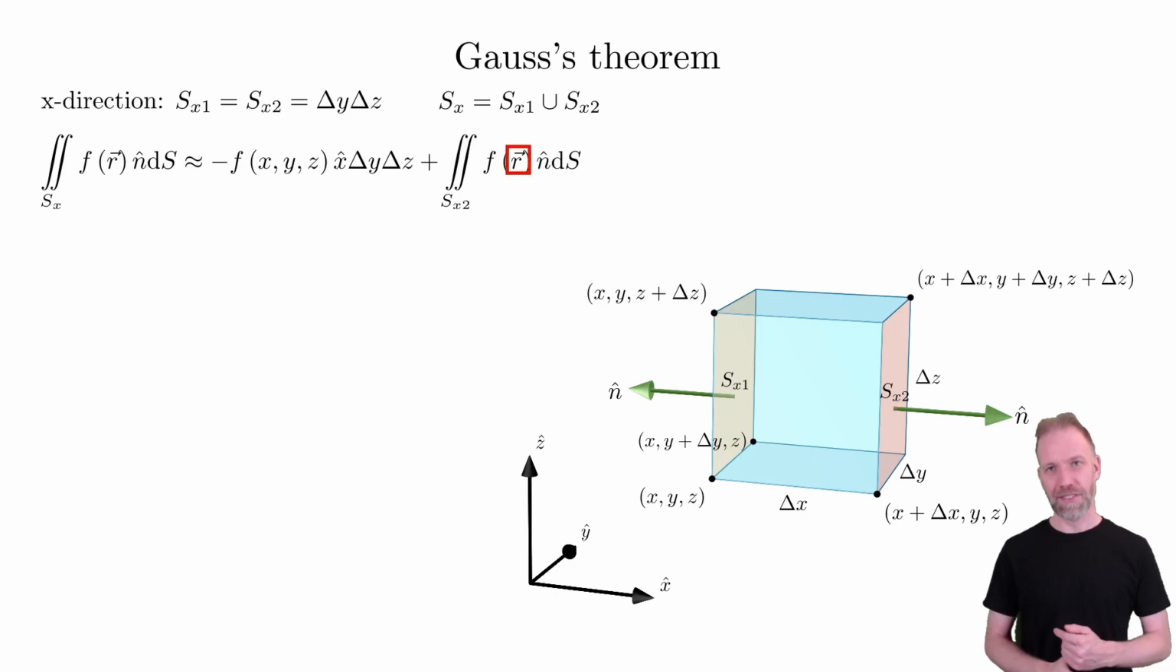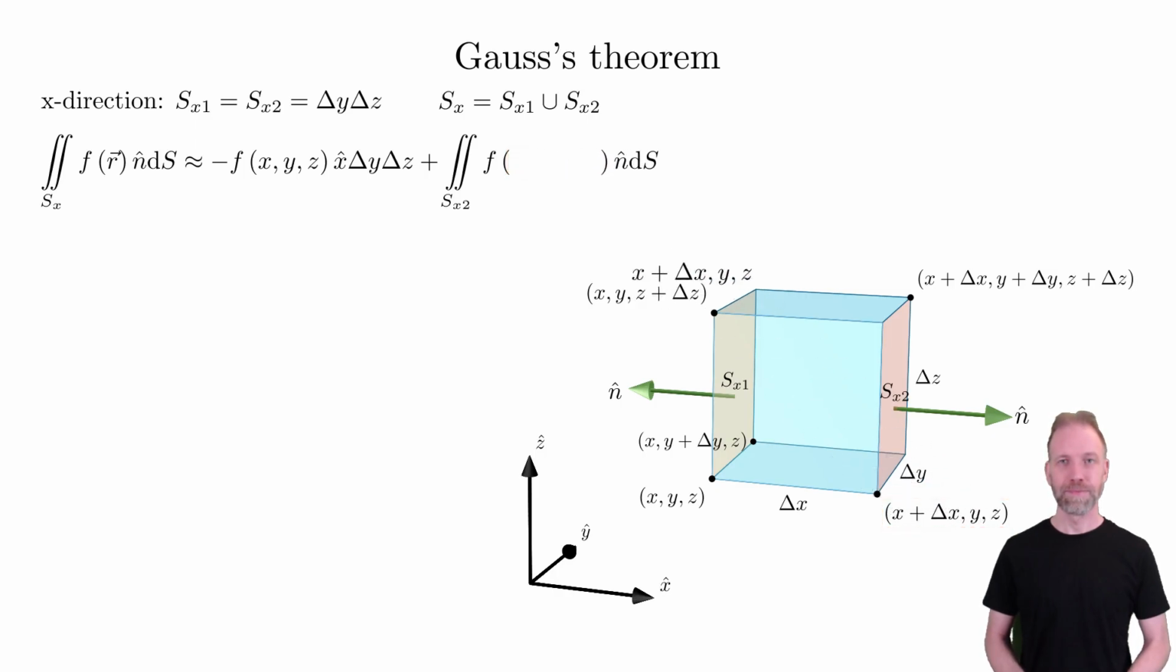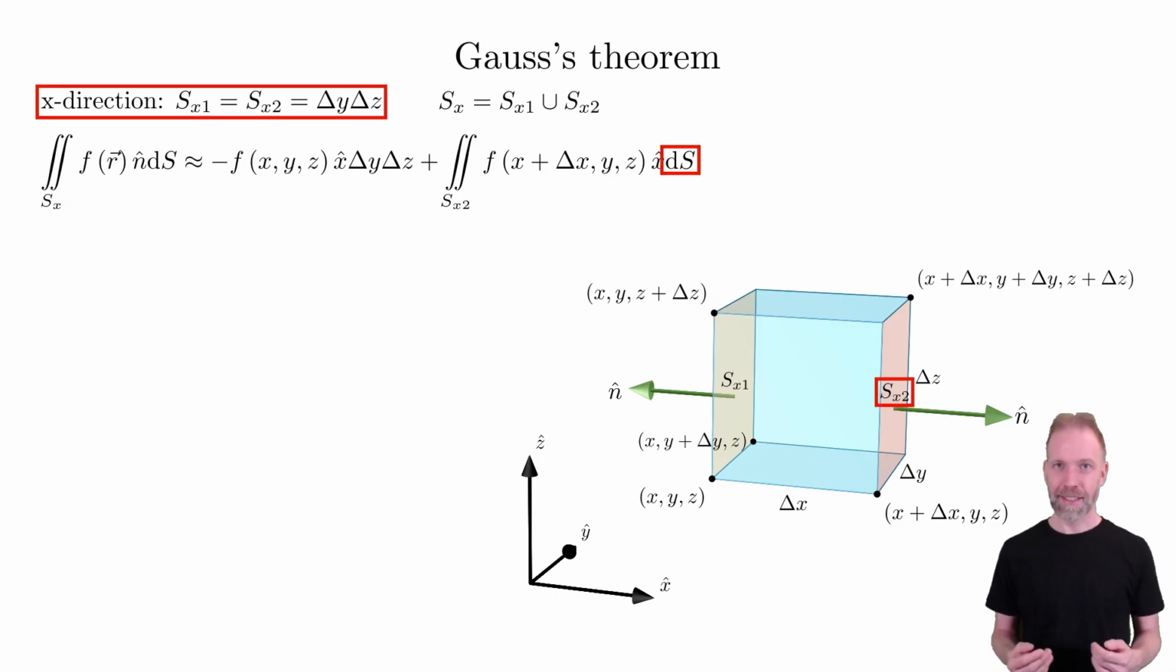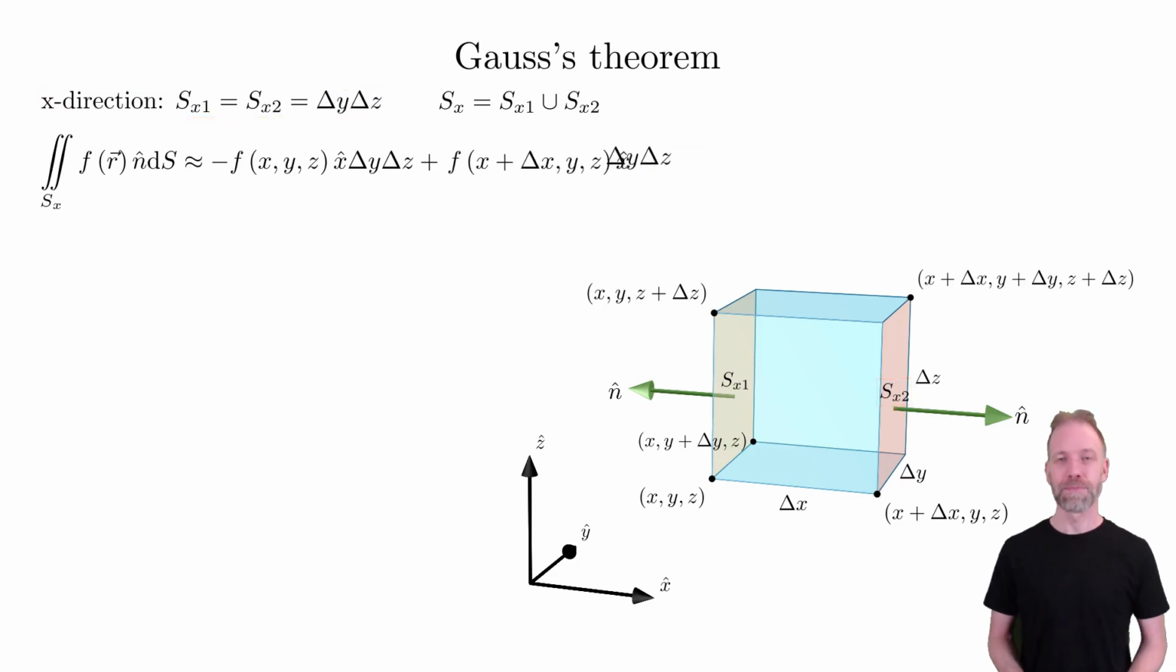Continue with the second surface. Here we need to pick the corresponding corner on this surface. The normal vector is positive x hat. And the surface element is delta y delta z. Drop the integral and multiply by the area again. Let the two terms swap order.